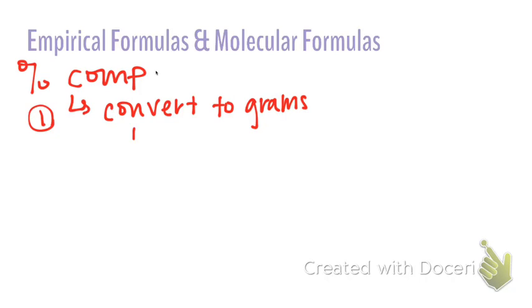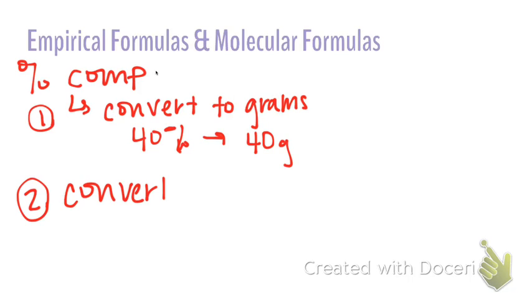So if it was 40% oxygen, that would mean we just start our math with 40 grams of oxygen. We just pretend like the sample we're using is 100 grams. So when we say convert to grams, it's really not a conversion, it's just a switch, a relabeling. Step 2 to find the empirical formula is an actual conversion: convert grams to moles. For every element, convert grams to moles.